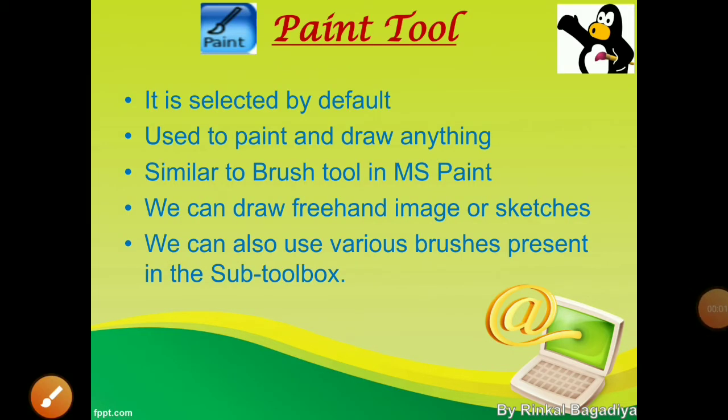Children, our first tool is the paint tool. P-A-I-N-T, paint tool. The picture of the paint tool is also given on the screen. As we studied in our last class, paint is selected by default whenever we start the Tux Paint program. It is one type of brush using which we can draw or paint anything on the canvas. Canvas means the white part of the Tux Paint window on which we can draw anything.